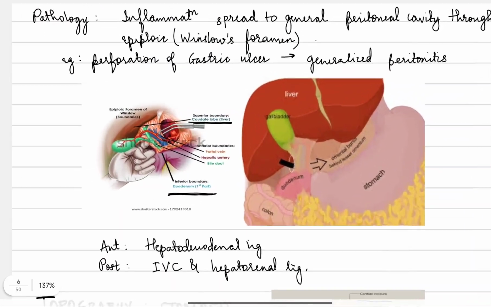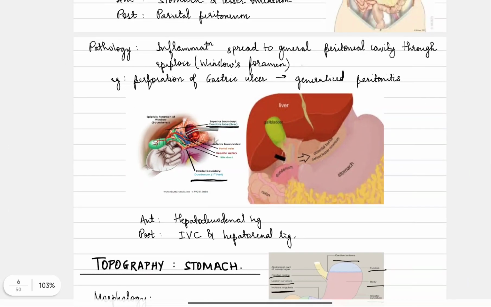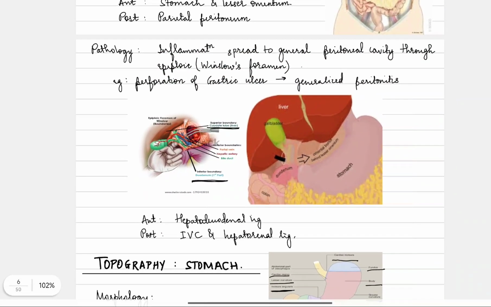Now, pathologically, inflammation spreads to the general peritoneal cavity through the epiploic or Winslow's foramen. For example, perforation of a gastric ulcer causes generalized peritonitis.